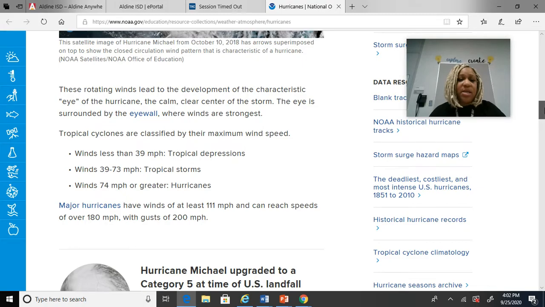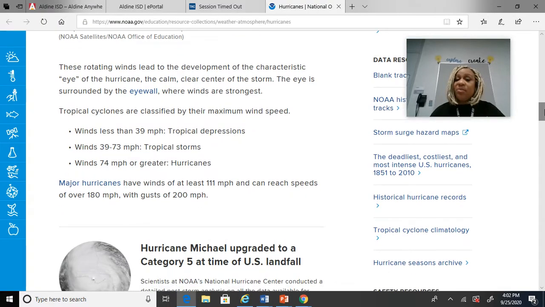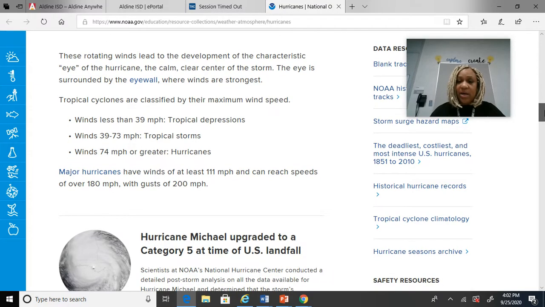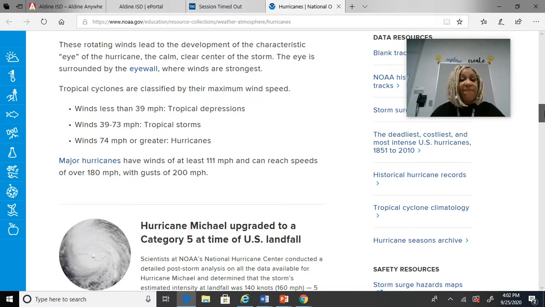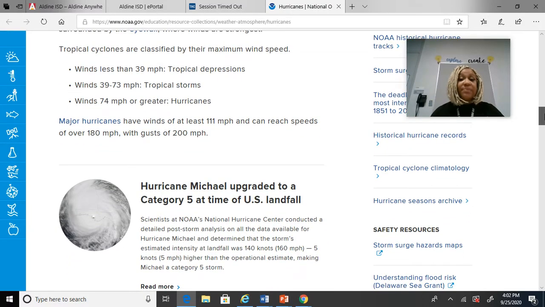These rotating winds lead to the development of the characteristic eye of the hurricane, the calm, clear center of the storm. The eye is surrounded by the eye wall where winds are strongest. The most intense winds in a hurricane are in that eye wall. Tropical cyclones are classified by their maximum wind speed, and you will be looking at other videos where we talk about the classification model. This is what categorizes your hurricanes. It's the Saffir-Simpson scale, to be exact.